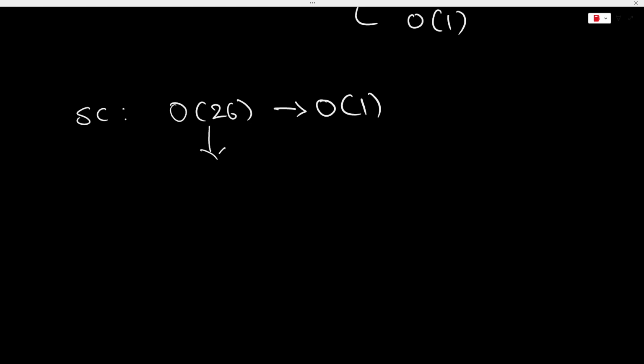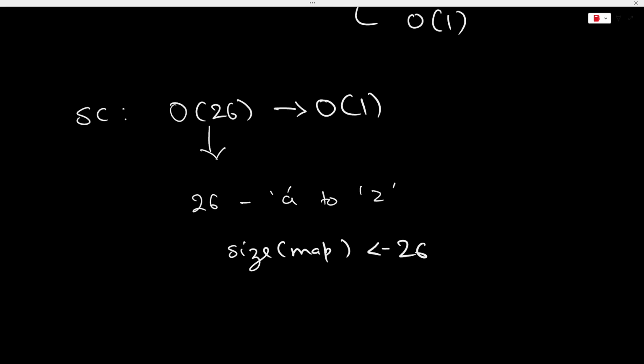Why is it O of 26? Because it is mentioned in the constraints that both of the strings will consist of lowercase English letters. So there are 26 lowercase English letters from A to Z, and the keys in our map will range between A to Z. So the max size of our map will not exceed 26. So that's why our space complexity will be O of 26.